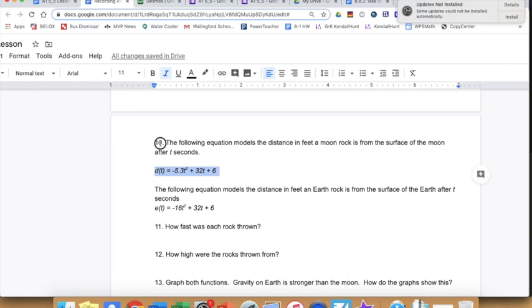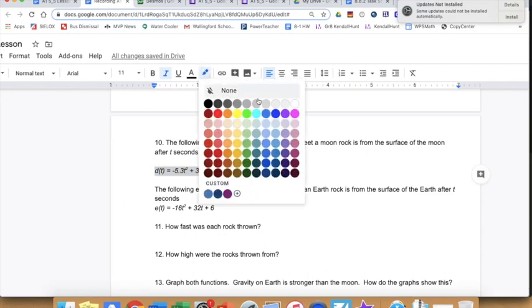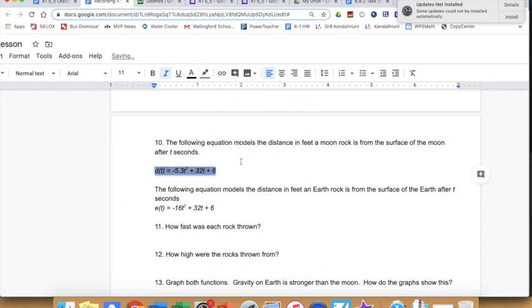The following equations model the distance in feet a moon rock is from the surface of the moon after t seconds. So that's this one. This is your moon equation, all right? So I'm going to make it gray because the moon is gray. Oh, I highlighted it. I don't want to highlight it. I just want text. Okay. I'll make it gray. Okay, that's better. Gray. That's legible.